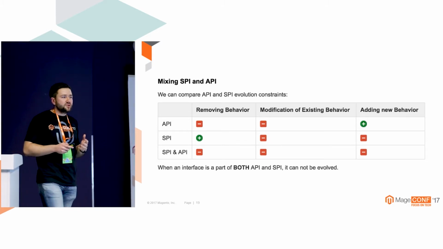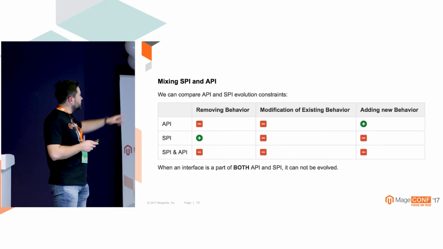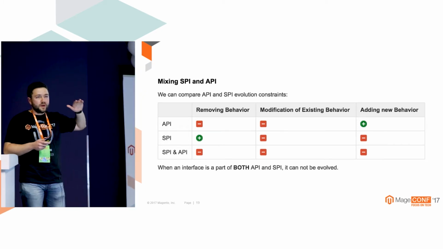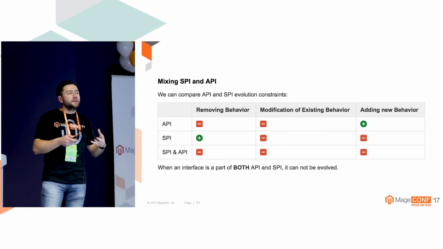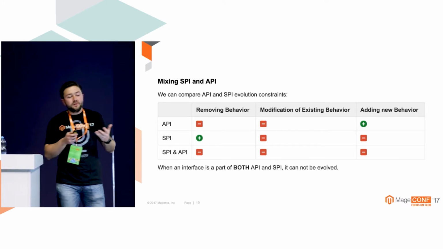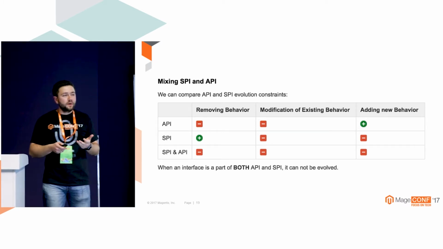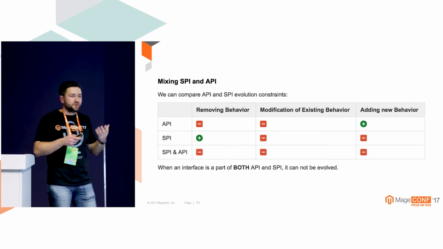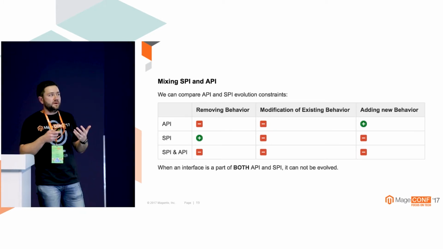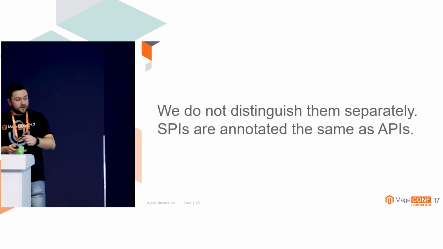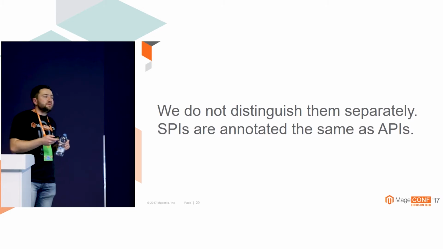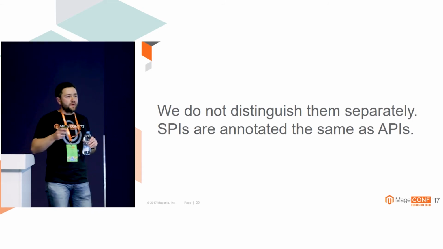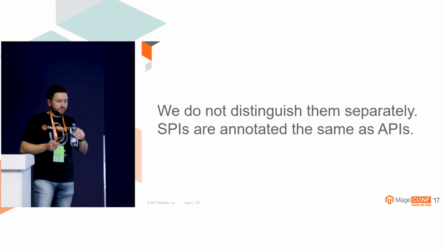If you're talking about Magento, Magento is actually in the middle. Because of modification, we have all of those red blocks. We are not allowed to add behavior, nor to remove behavior, nor to modify behavior. So actually, we don't have a post-release evolutionary strategy for our interfaces once they've been released. That's because we don't distinguish between the API and SPI. All our interfaces are marked just with the API PHP annotation. There is no SPI PHP annotation.